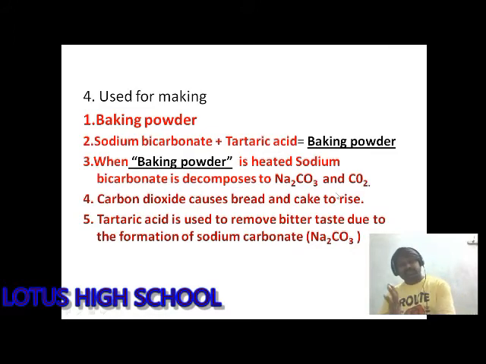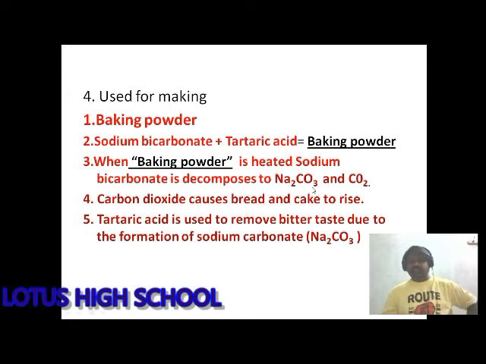Okay, carbon dioxide is completed. Next, Na2CO3 will remain. This Na2CO3 is useful for removing that bitter taste, the tartaric acid. Sorry, tartaric acid is used to remove the bitter taste. If you observe this Na2CO3, it contains the bitter taste. So first, baking powder given heat, Na2CO3 and CO2 are formed. CO2 has done its work. What is that work? Make the cake spongy and make the bread spongy.